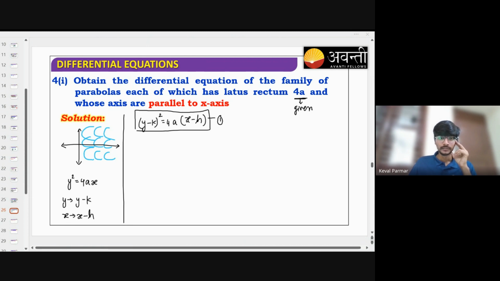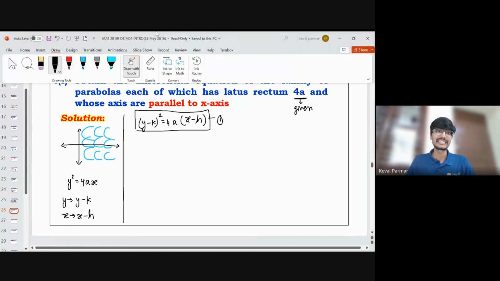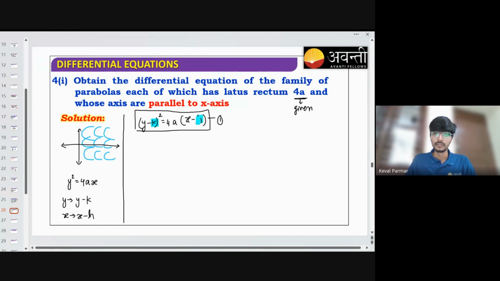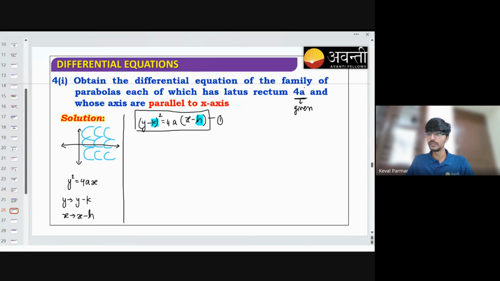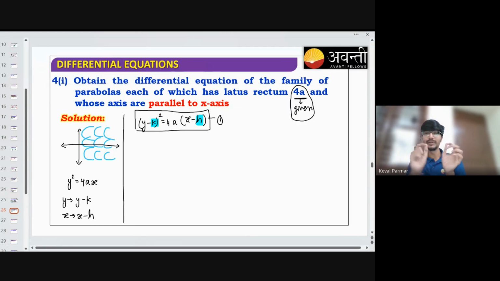Two. Yes. Very good. Which are those? Those are h and k. a is not an arbitrary constant, it is a fixed constant. That's why I wrote it here. 4a is given, means 4a is a fixed value. It cannot change. So we have only two arbitrary constants, means we have to differentiate two times. Let us differentiate it. So first I'll get 2 into y minus k into y dash is equals to 4a into 1 minus 0. This is equation number 2.